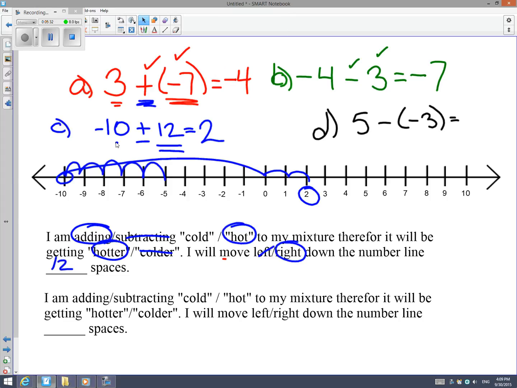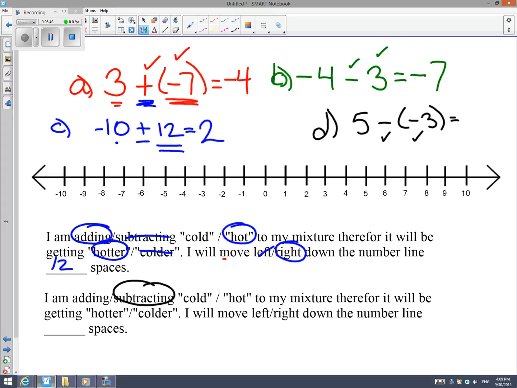All right, and let's do the one in black. I'll erase it off the number line here so we don't have to look at it anymore. And here we go. It says I'm going to take away cold. So right here you would say I'm subtracting cold. And in your mind you know that when you take cold out of this magical mixture, it must be getting hotter. We know that's larger. And we know if we get hotter or larger, we're going to go to the right down the number line.